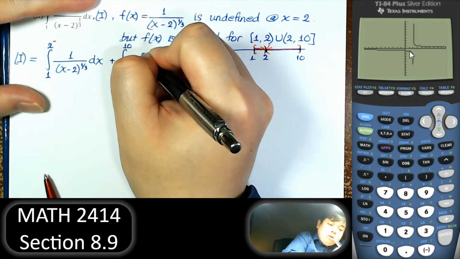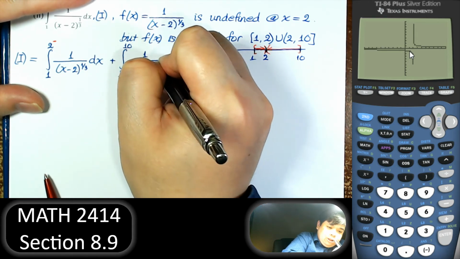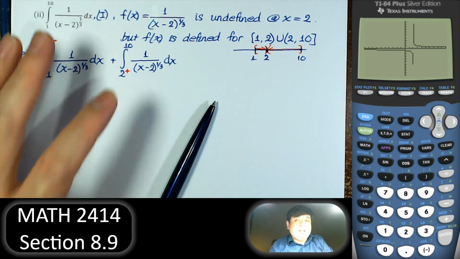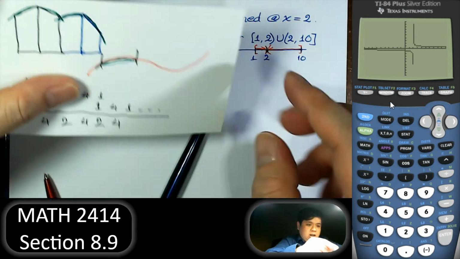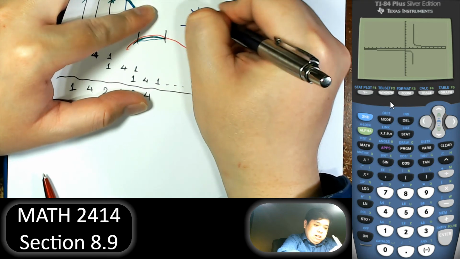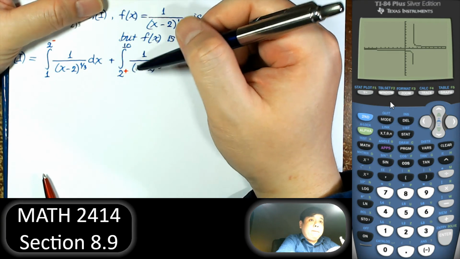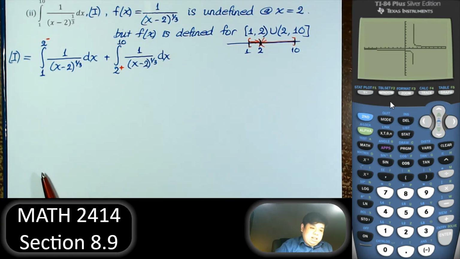Now it's more than just undefined at 2. The reason we split like this is because it has a vertical asymptote. By the way, if it is undefined in the sense that there's just a gap like this, potentially we do that too. But this is because there's an asymptote, so we split like that. Right, and we just do both of them.